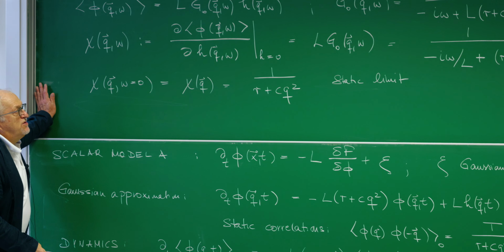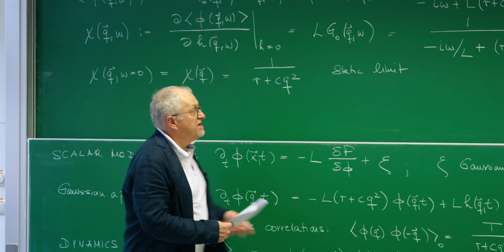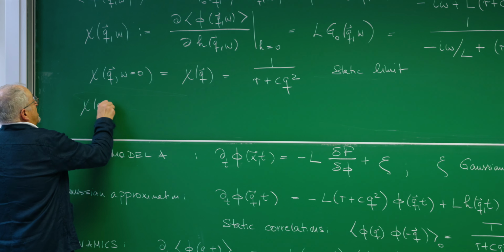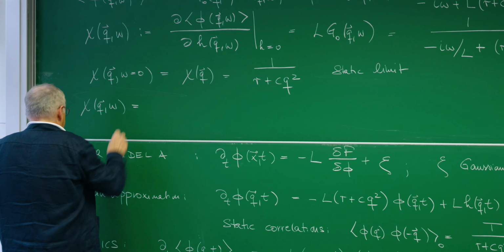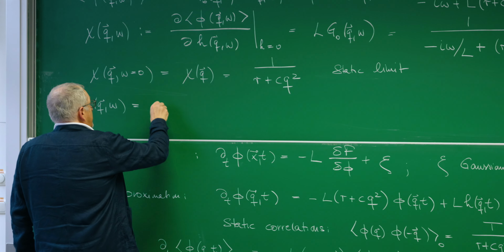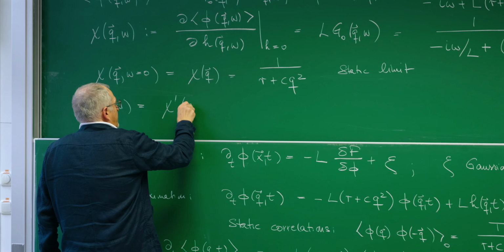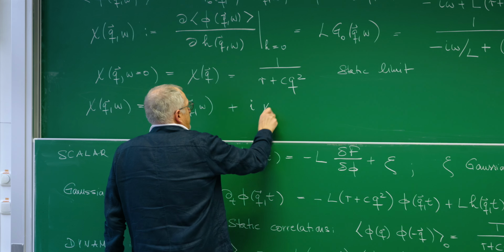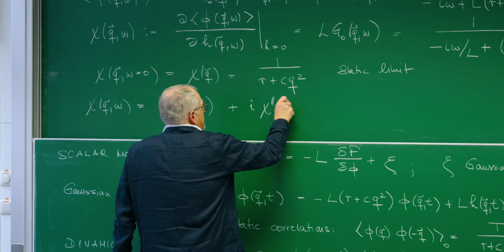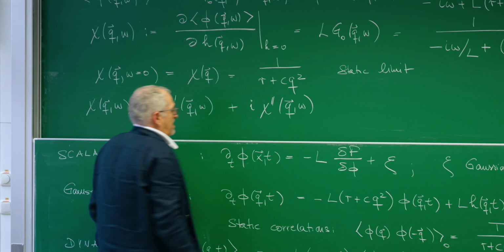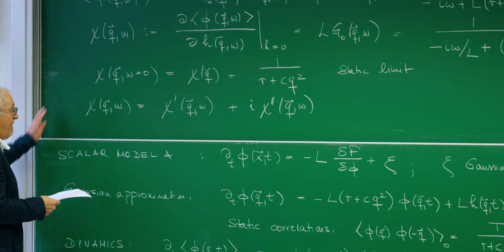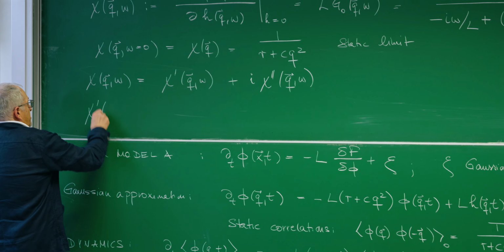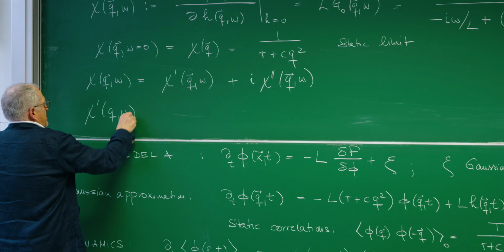In general, as you look at this, this is a complex function. So we can split it up into a real and imaginary part. The real part is usually called chi prime of q and omega. And the imaginary part is indicated by chi double prime. And you can write it out, and then we'll sketch it out on the board.